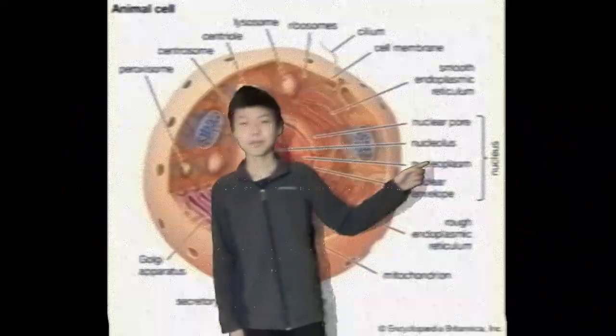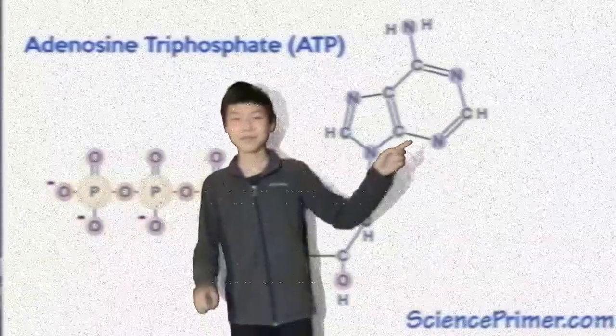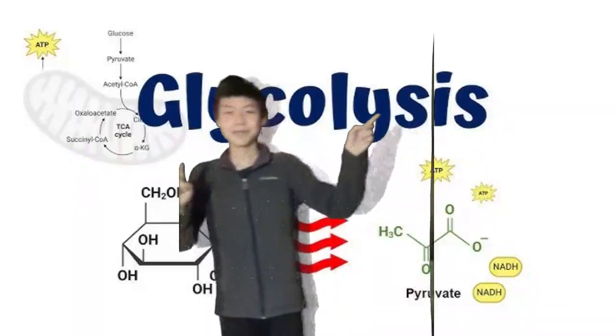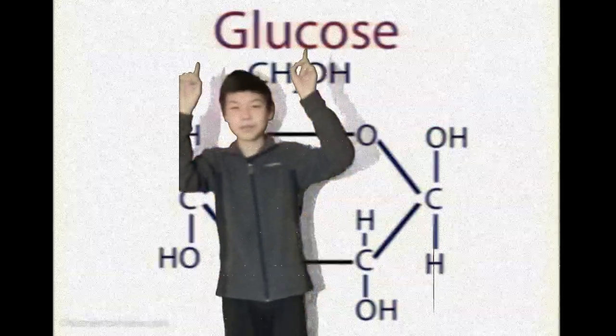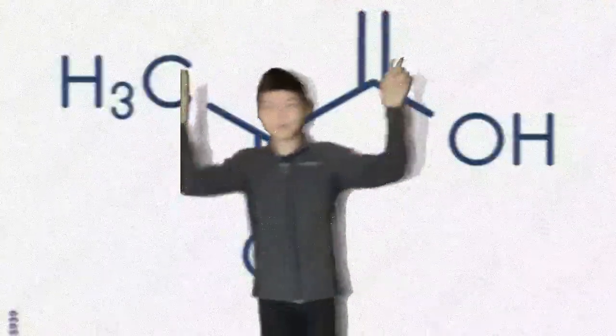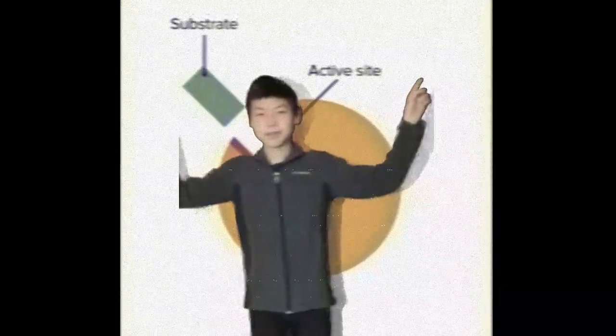Oxygen, many organisms use it to make ATP. The first step is glycolysis, which occurs in the cytosol. No oxygen is required to oxidize the glucose and split it into pyruvate. Enzymes speed it up, and the cell is like, oh, I need some ATP.